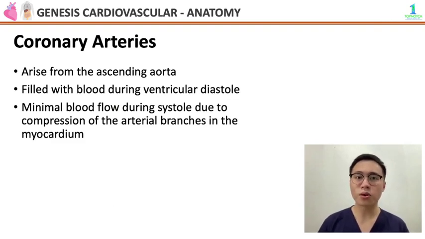So now let's talk about the coronary arteries. The coronary arteries, guys, would arise from the ascending aorta, and they are filled with blood during ventricular diastole, or basically during ventricular relaxation. And why not during ventricular contraction or ventricular systole? Basically, you know that you have only minimal blood flow during systole because of the compression of the arterial branches in the myocardium. Okay, so it's very important that you allow the heart to relax so that you are able to give enough time for the coronary arteries to be perfused with blood.